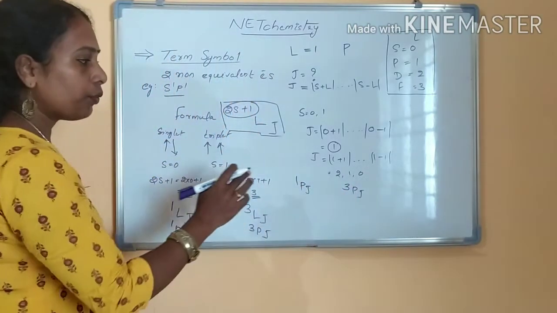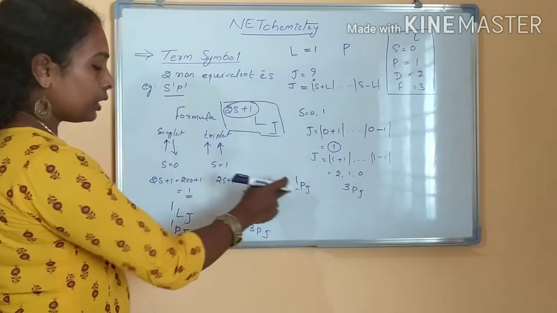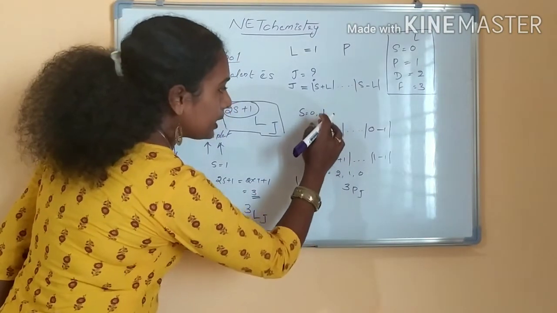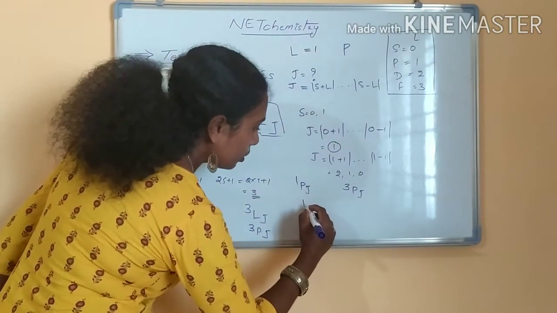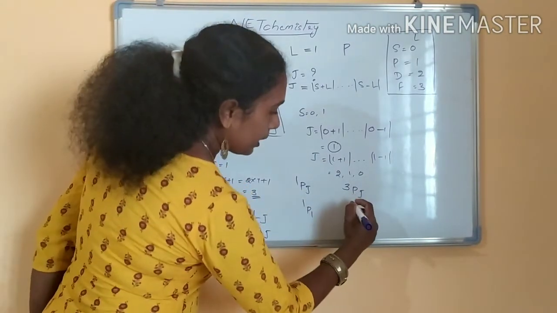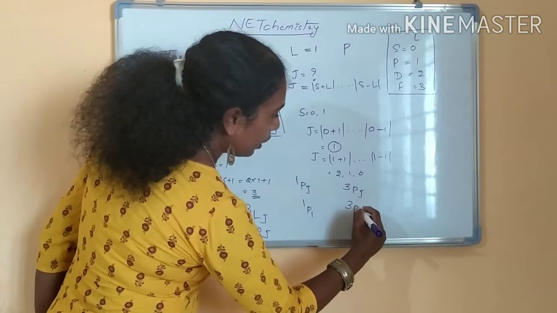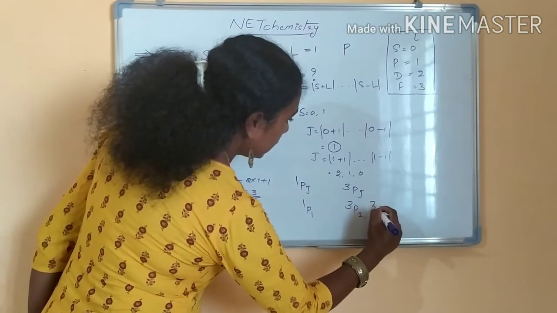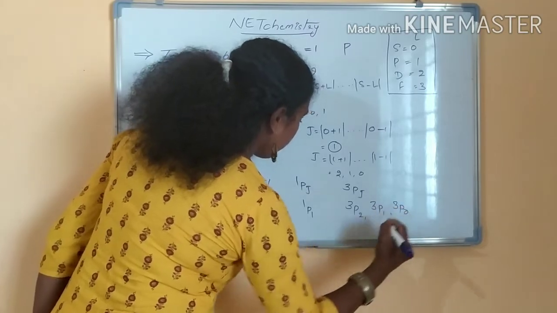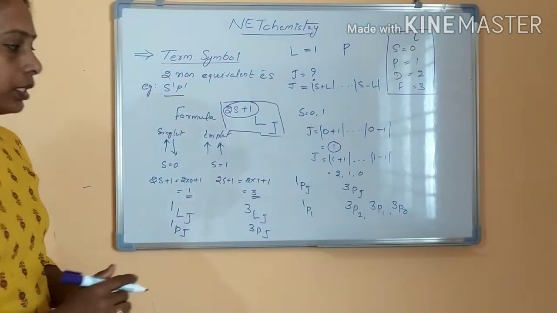Now the J value we have to substitute. For S equal to 0 only, we got this term symbol. So 1P, S equal to 0, it is 1. The term symbol is 1P1. And for the triplet state, what are all the J values we got? 3P2, 3P1 and 3P0. Okay, how many term symbols did we get?